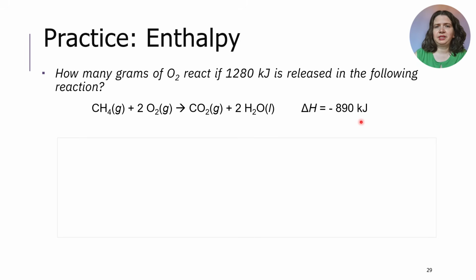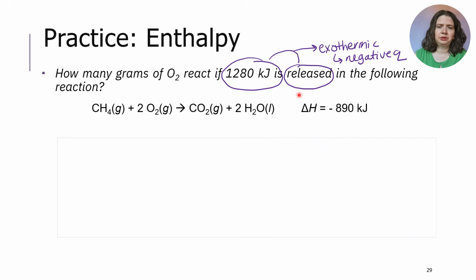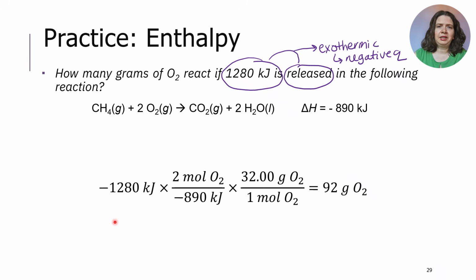Although the problem states that 1,280 kilojoules is released, the word released tells us that the energy change is negative. Therefore, the given value is negative 1,280 kilojoules. Use the reaction enthalpy to convert from kilojoules into moles of O2. Then use the molar mass of oxygen gas to convert from moles of O2 into grams of O2.